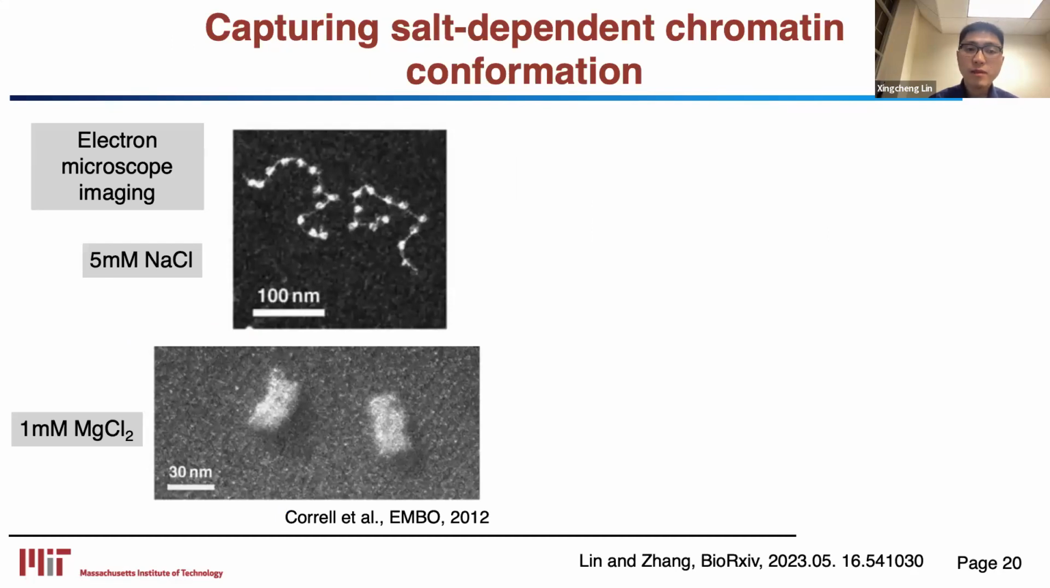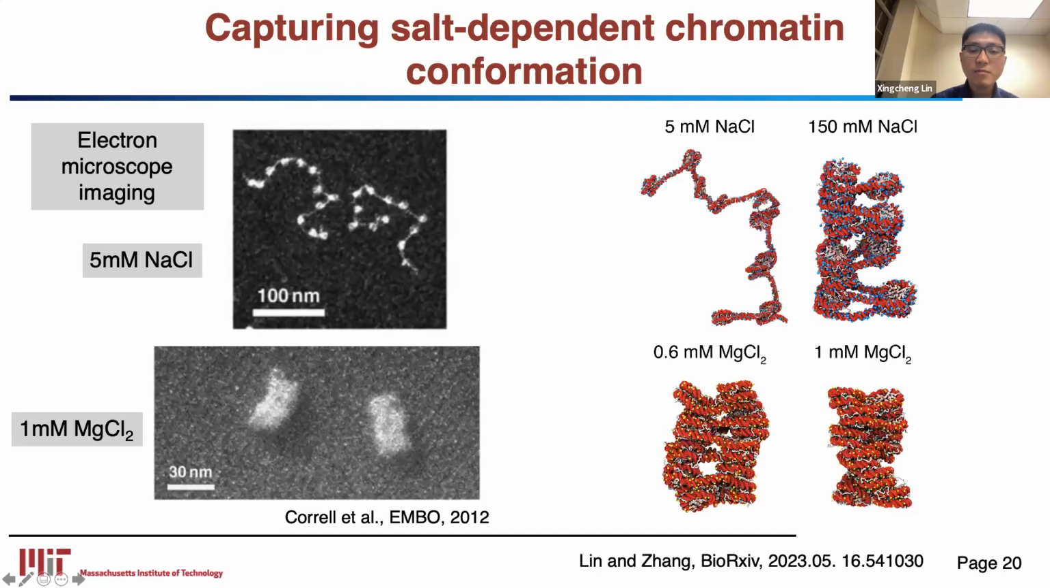Interestingly, earlier experiments find that similar concentrations of monovalent and divalent ions have different effects on chromatin. With 5 millimolar of sodium, it can feature a very expanded chromatin structure, but with 1 millimolar of magnesium, the chromatin features a very compact state. When we simulate the system with our explicit ion model, we find indeed the model can reproduce this different effect. Especially at 1 millimolar of magnesium, the chromatin features a very compact fibril-like state.